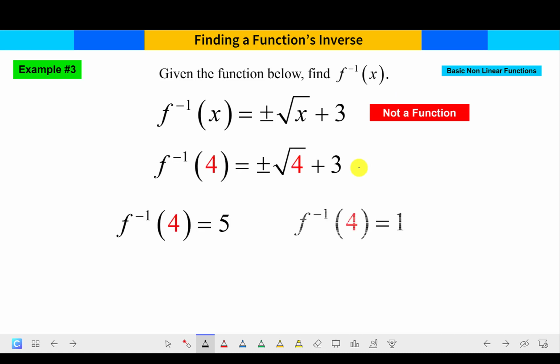You can plug it in and see. We end up with 2 different answers here. Remember, a function says that for every 1 input, we get only 1 output. But here, if I put in 4 into this, notice I can get out either 5 or I can get out 1. So it's still an inverse. It's just not a function. The inverse is not a function. It's an inverse relation.